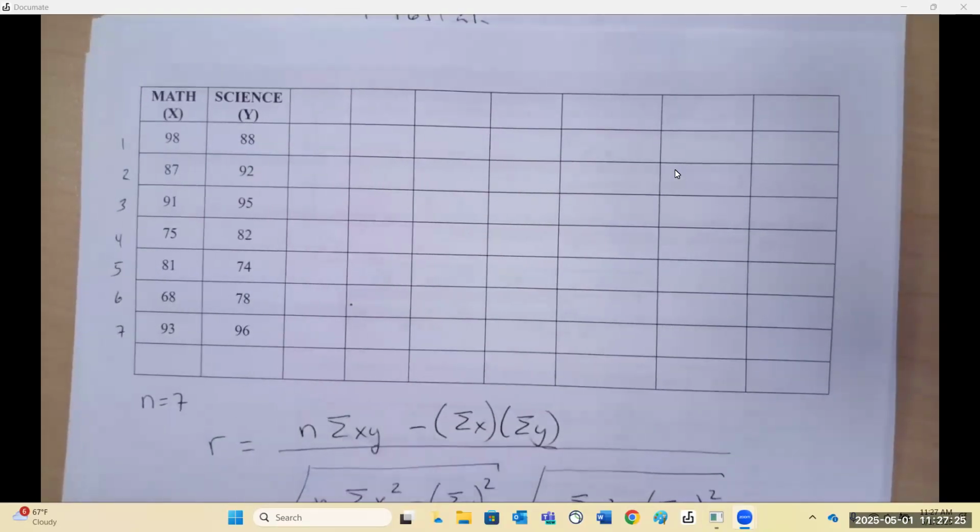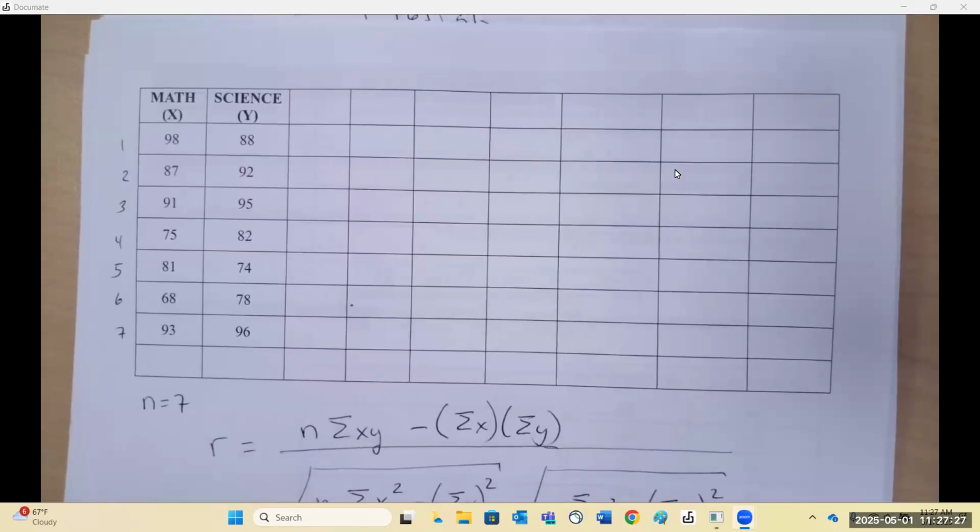Now we gotta start building each one of these numbers. The first thing we gotta find, well, can we find these two? The summation of x, the summation of y. Go ahead and find those. Get your calculators out. This is a math course.